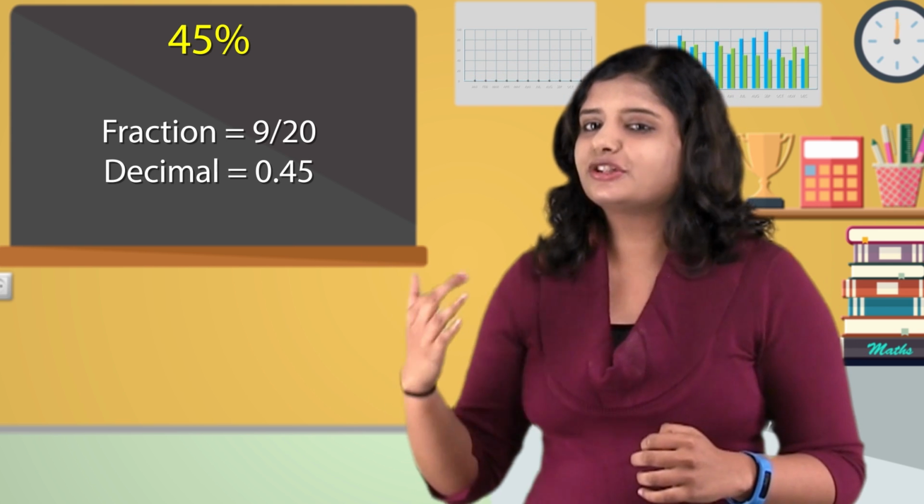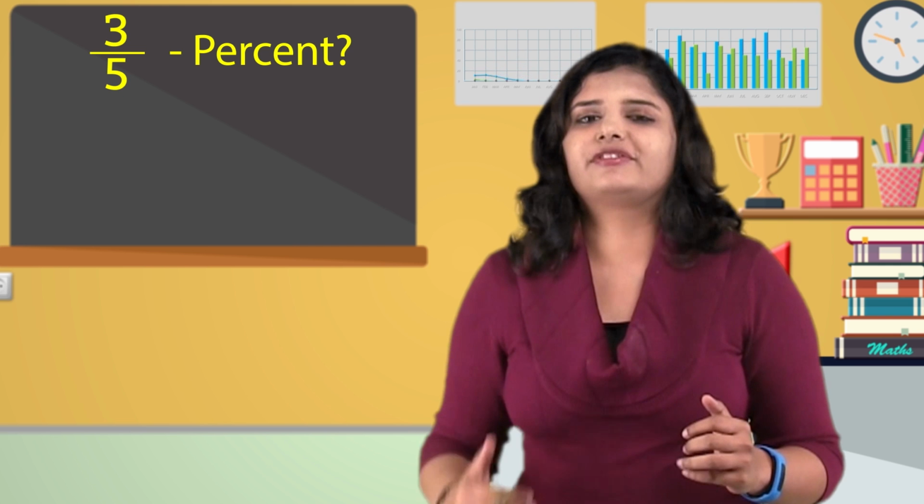Now you tell me what is the fraction and decimal form of 45%? Were you able to calculate it? Did you get 9 by 20 and 0.45? Very good. Now you know how to convert percents into fractions and decimals. If a percent is a ratio or a fraction, that should mean even fractions can be converted to percentage, right? Let's try to find what is percentage format for 3/5?